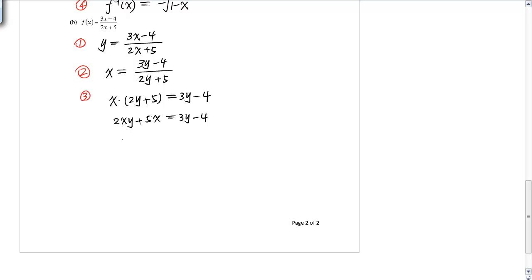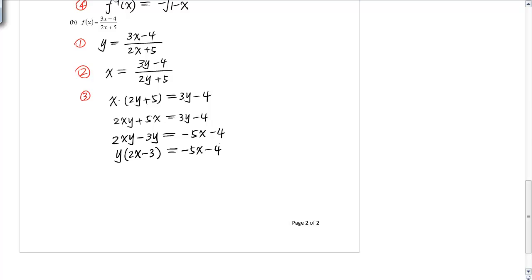Therefore, 2xy stays on the left, 3y has y in it, so it also has to be moved to the left, and the sign will change. Therefore, on the left hand side we have 2xy minus 3y. 5x does not have y in it, so it has to be moved to the right, and it has to change sign as well, so negative 5x minus 4. y is a common factor on the left. It can be pulled out. Within the parentheses, you will be left with 2x minus 3, and that equals negative 5x minus 4.